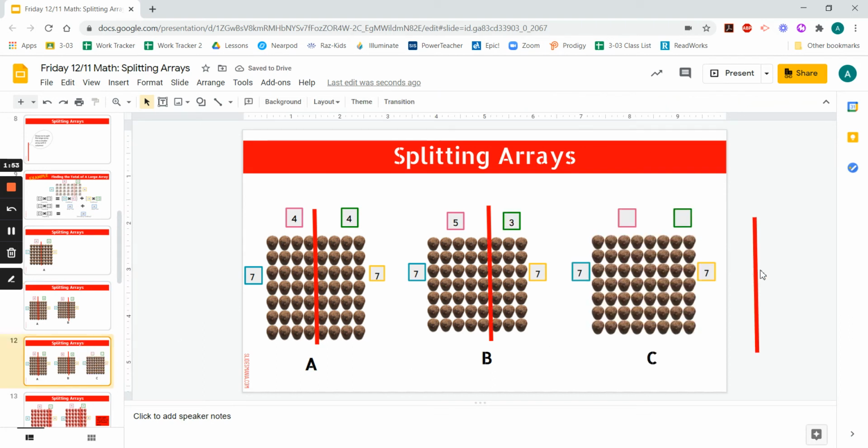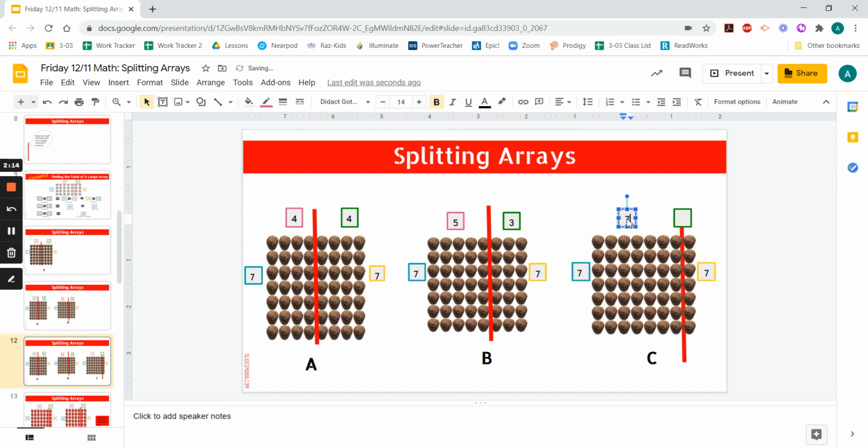I can also split it in this way, in this way, so many different ways. Let's just say I want to split it in this way. Then that means one of my small multiplication facts is going to be 7 times 7, because there are 7 columns. And then the other one will be 7 times 1.